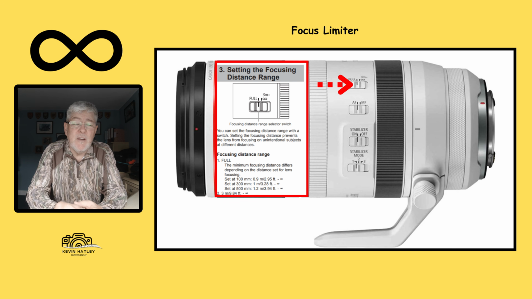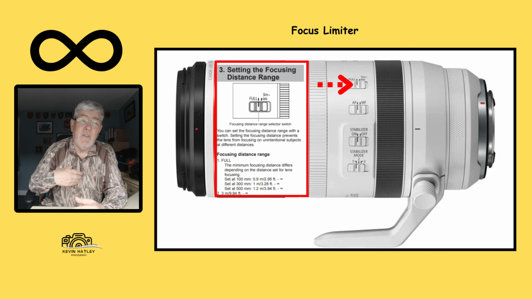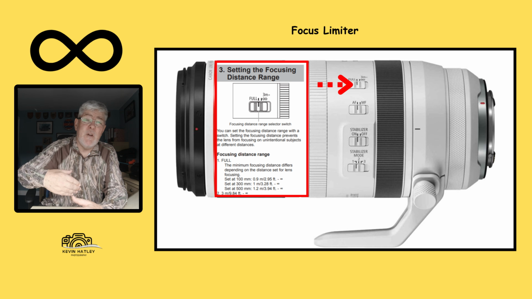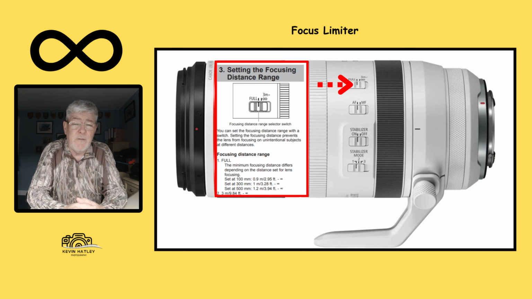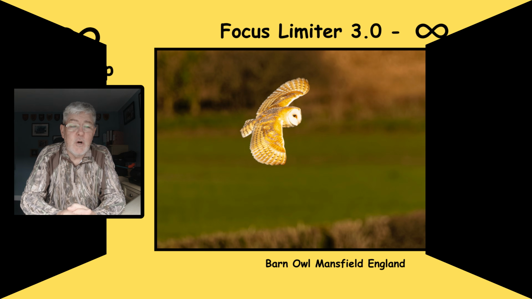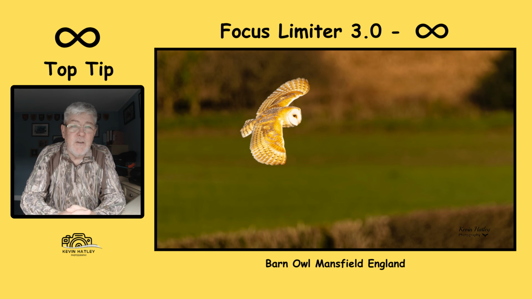An example being on my 100 to 500, I can set it to either full, so that the lens will focus the full distance from the minimum focus distance all the way up to infinity, or I can set it to 3 meters to infinity. Top tip, your focus limiter.